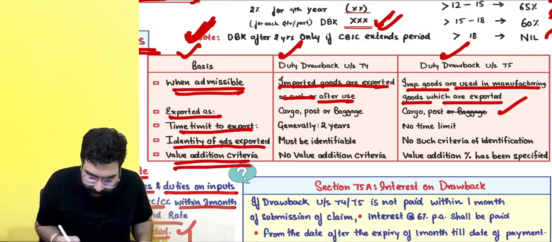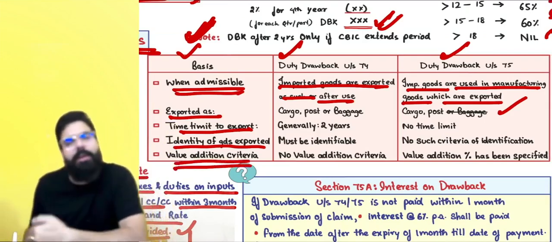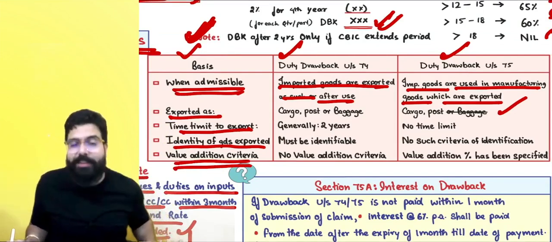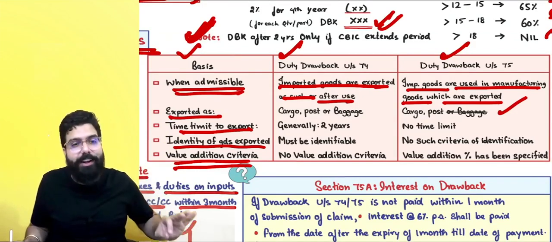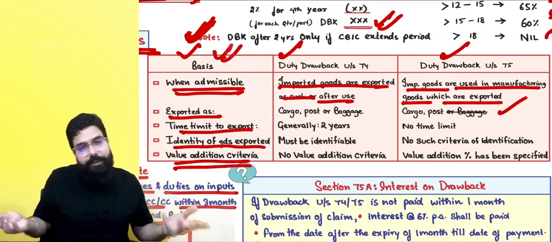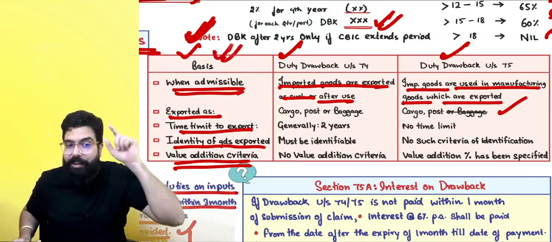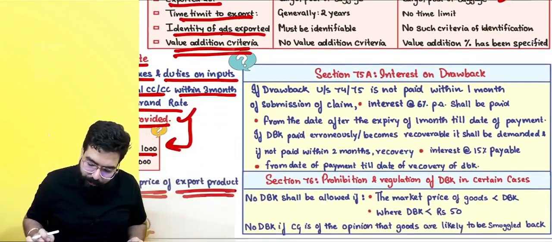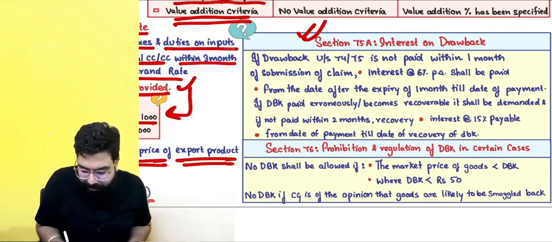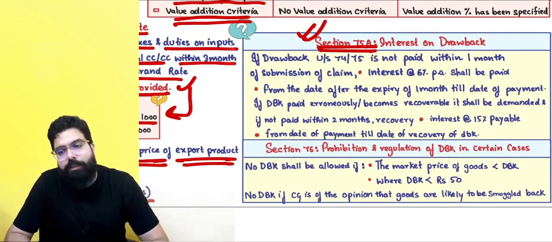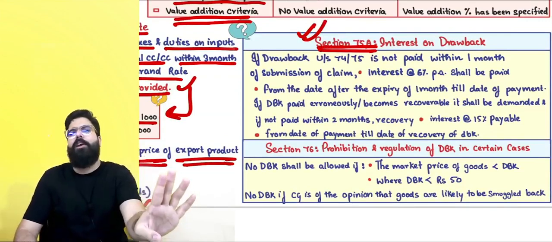Value addition criteria in 74 is not there. In 75, value addition criteria is prescribed by the government and you have to exceed it so that you get duty drawback. In 74, forex realization is not there. In 75, forex realization is a must within the time limit as prescribed by FEMA. Now, a very important section, section number 75. Always remember, it is applicable in case of section number 74 DBK also and 75 DBK also.